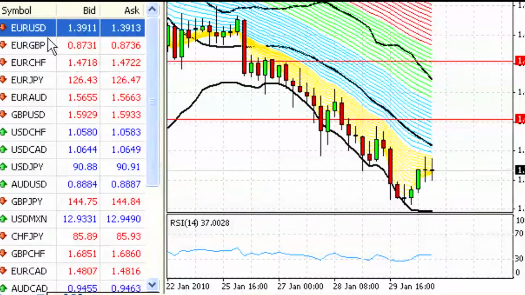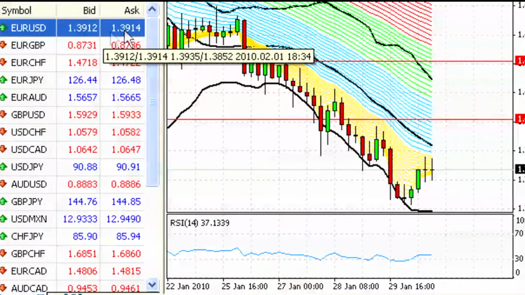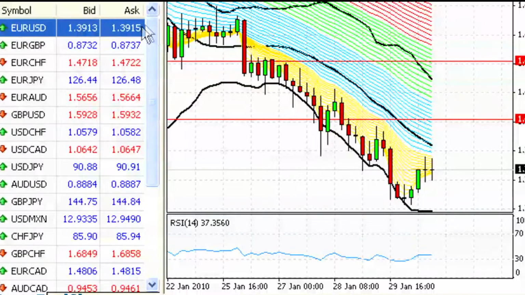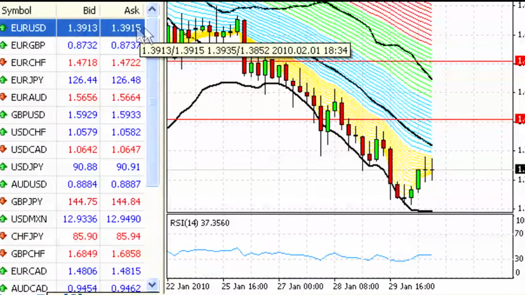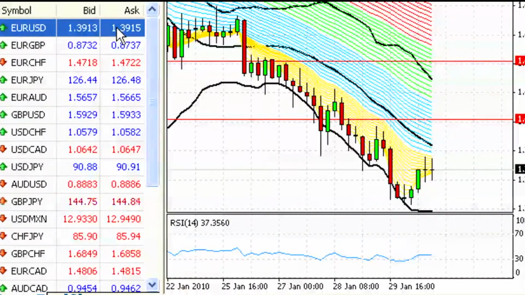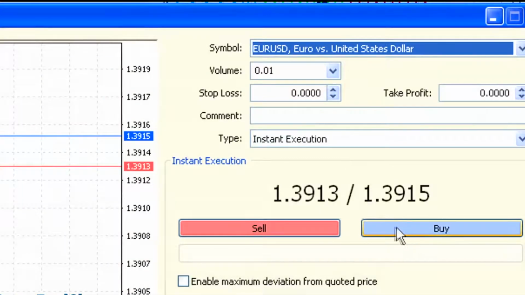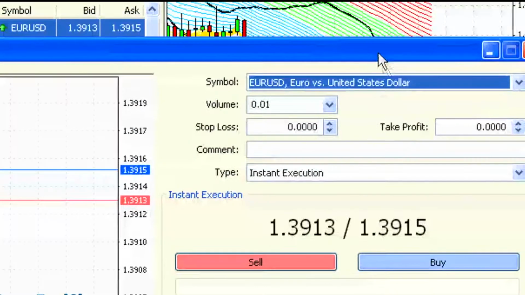Moving on to the other columns, we will see the bid price and the ask price. Let's start with the ask price. The ask price is the price at which the market is willing to sell the currency. This is the price that traders are willing to sell you the euro. Or stated another way, this is the price buyers must pay for the euro. So if you wanted to, at this moment, buy the Euro USD, you would click it and you would buy the ask.